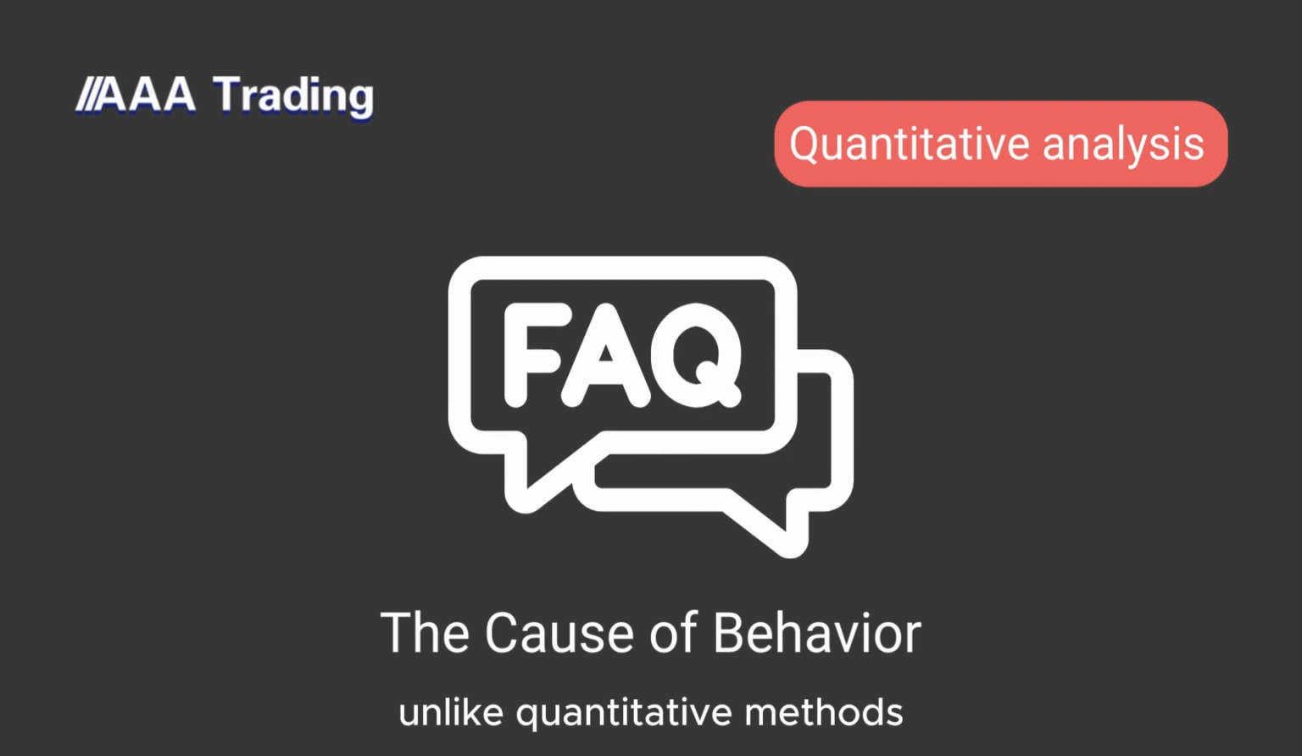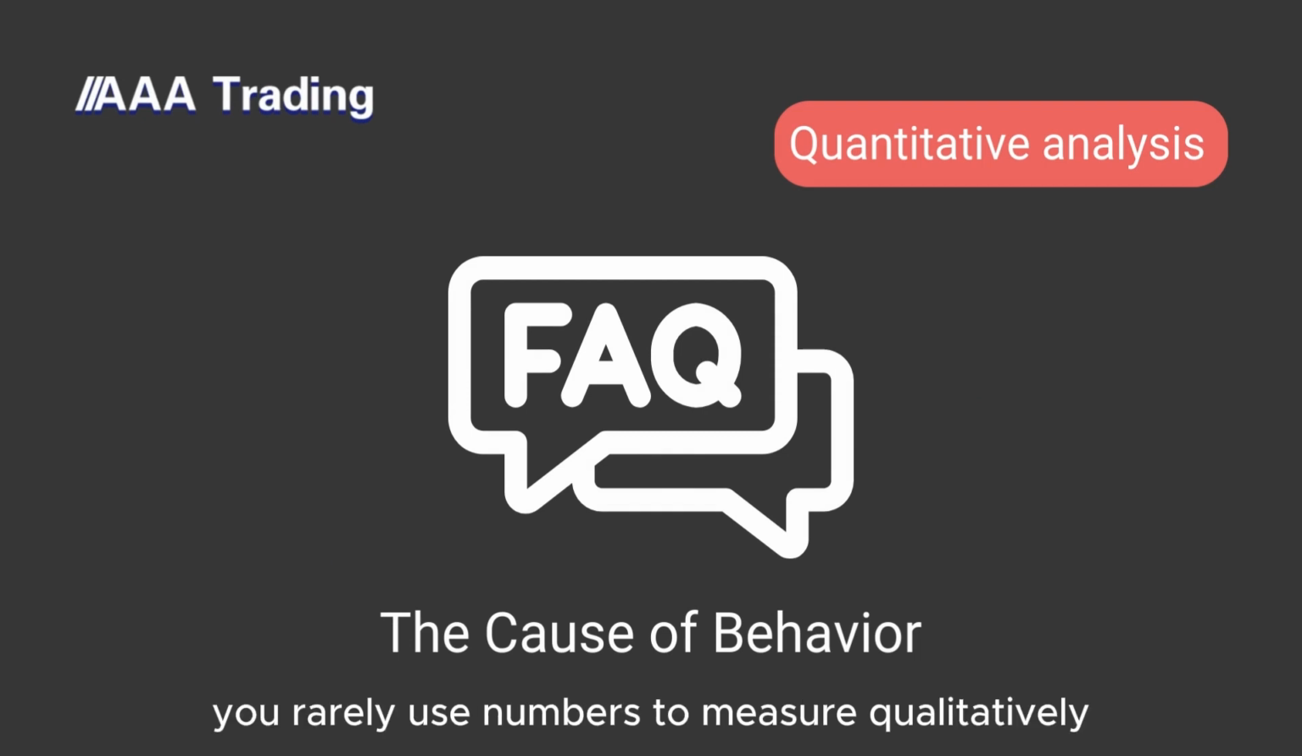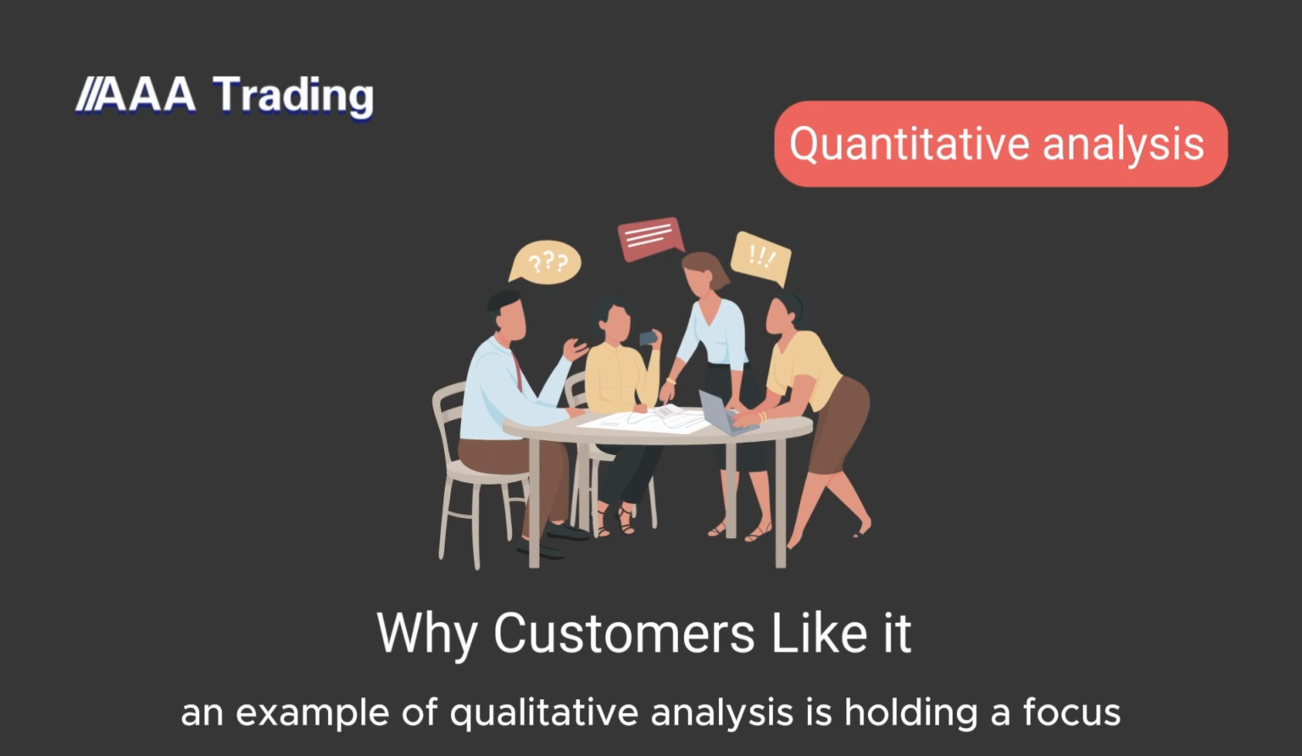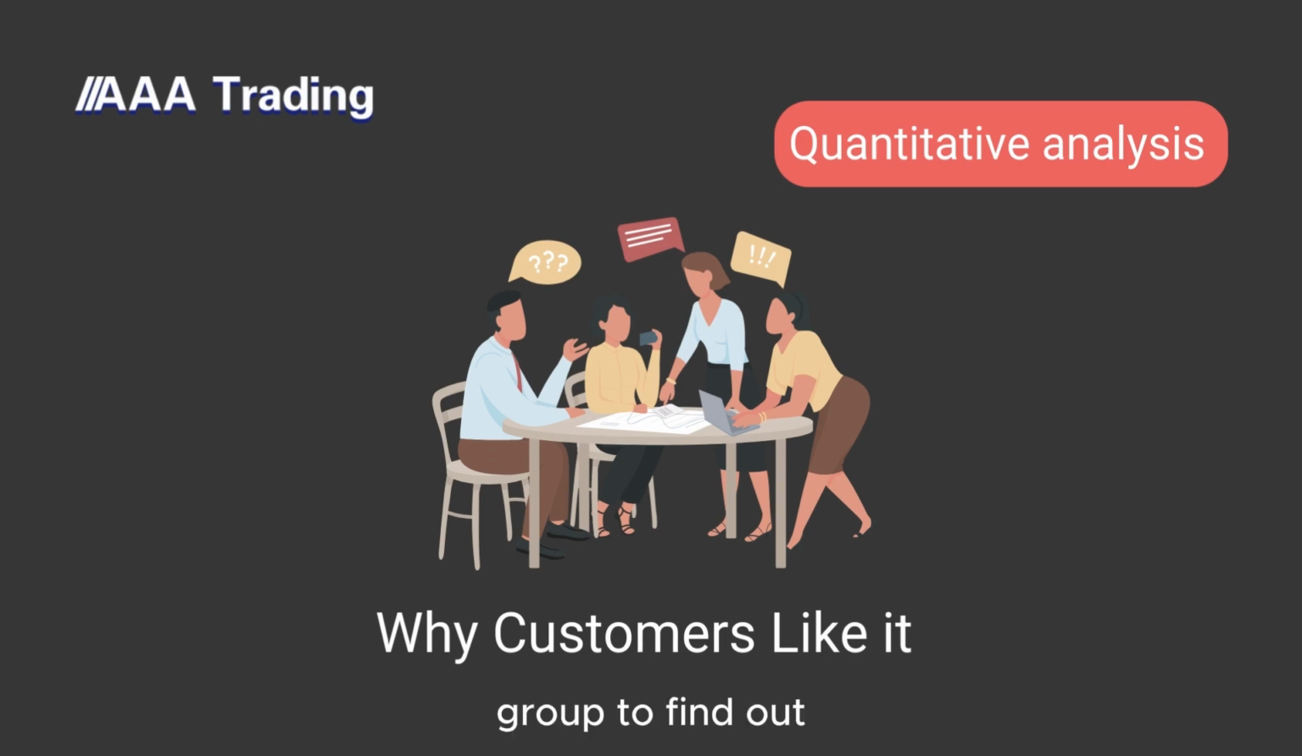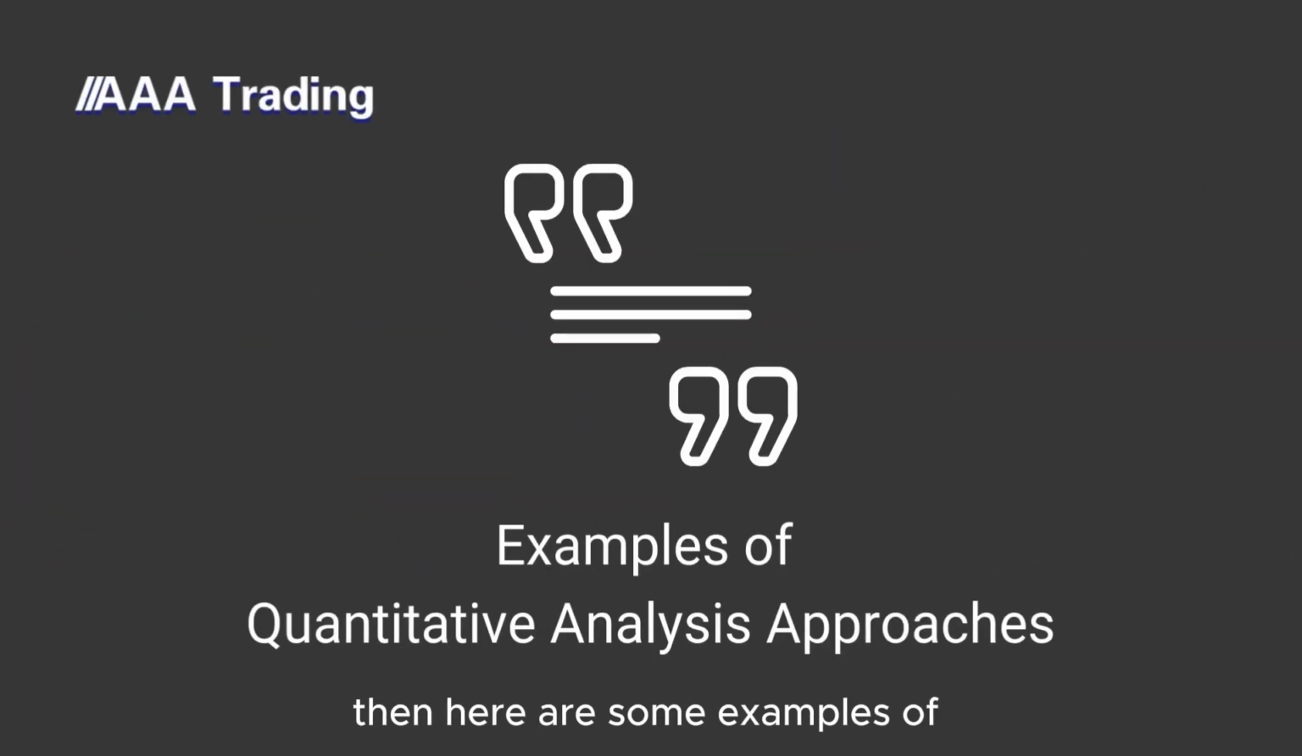Unlike quantitative methods, you rarely use numbers to measure qualitatively. Instead, this analysis focuses on determining the cause of behavior by asking why it occurred. An example of qualitative analysis is holding a focus group to find out why your customers like a specific product. Now, here are some examples of quantitative analysis approaches.